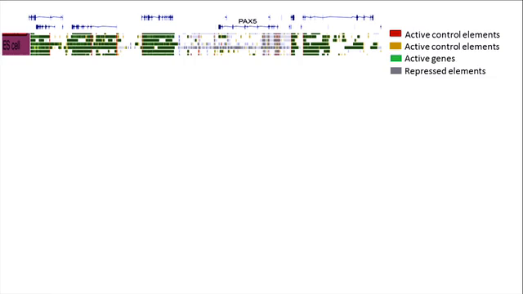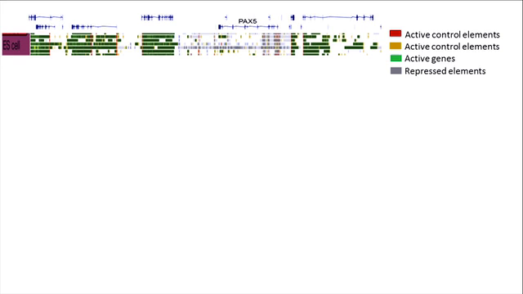And if you notice, just focus on the colors. If you see something red and yellow, it means it's an active control element. If you see something green, it means it's an active gene. And if you see something gray, it means it's a repressed region. So as you can see in embryonic stem cells, this particular locus is largely gray.